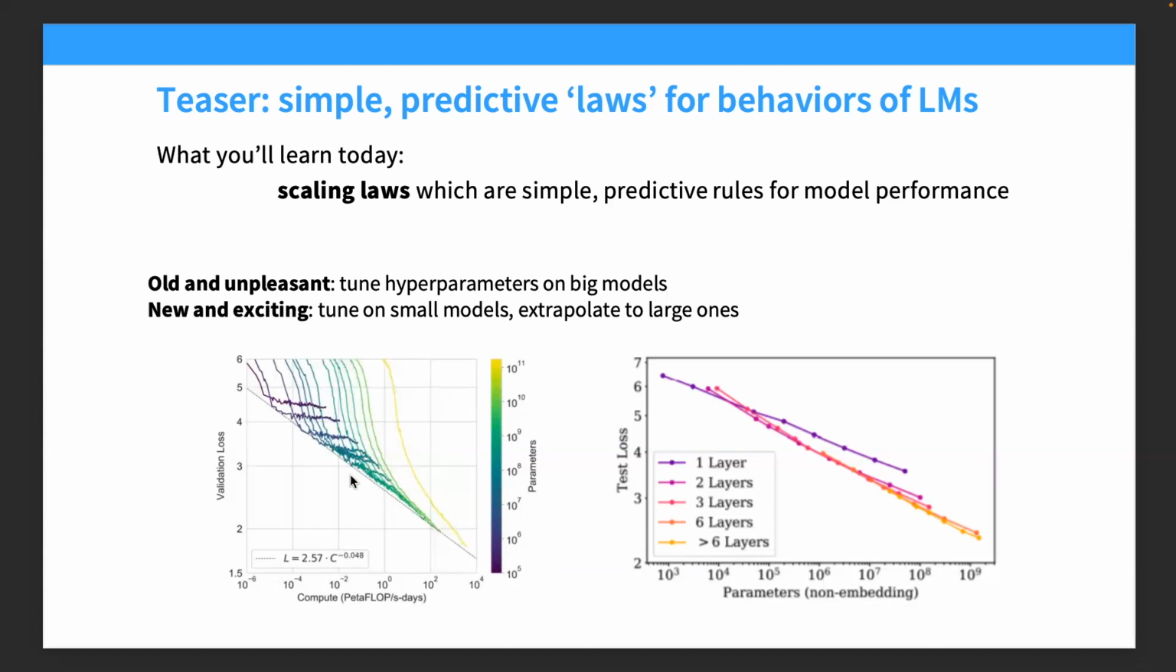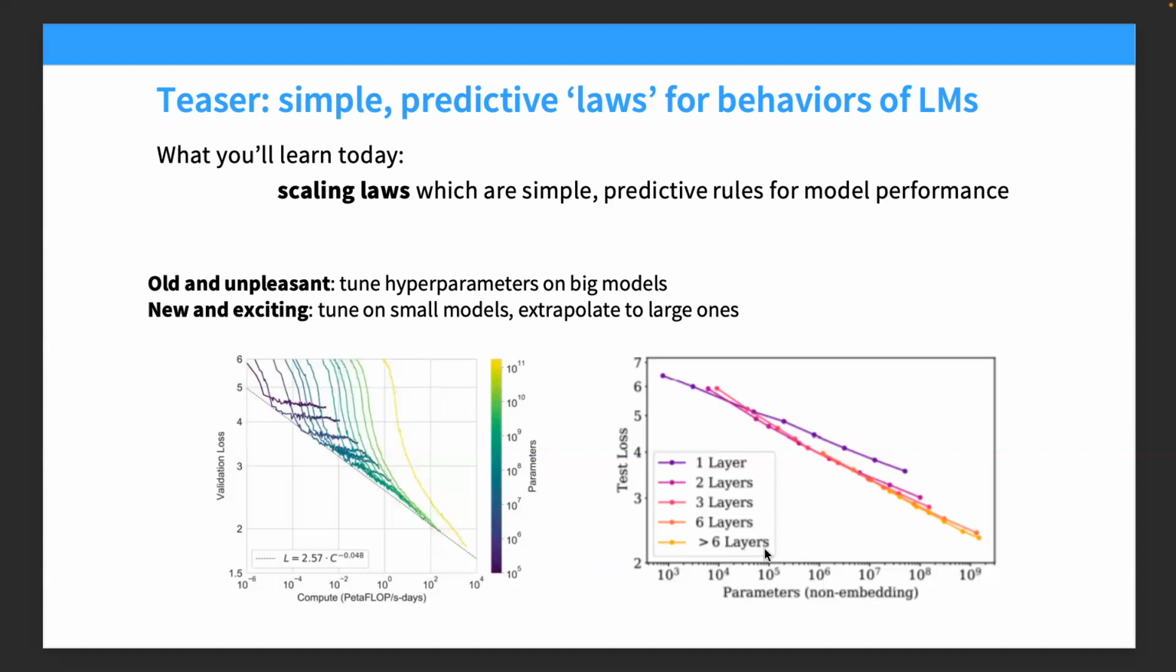I will dive deep into this chart later, but this is the line that we want to get. Basically, if we know the computing resources we have, we know the best model performance we can get given those computing resources.